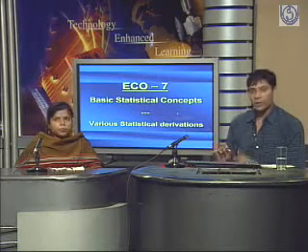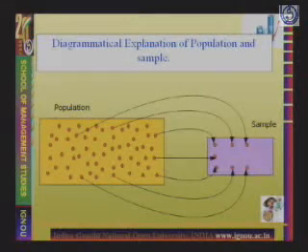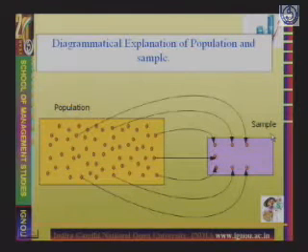A very good example is there, where we have a population on the left side and a sample on the right side. We have extracted some sample from the population, and on that sample the inferential approach should be taken into consideration.